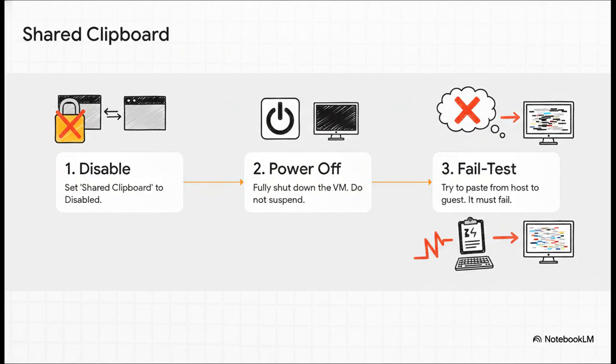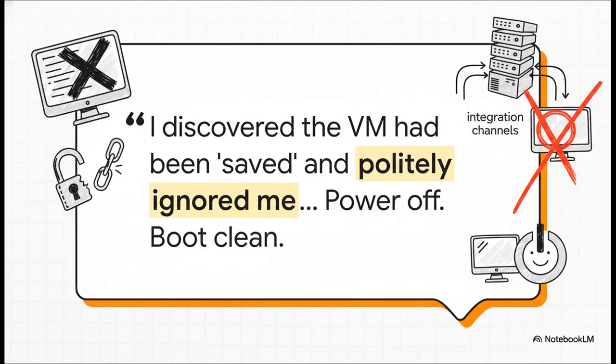And then finally, you boot it back up and you actively test it. Copy something on your host, try to paste it in the VM. It has to fail. When it fails, you know you've done it right. I think we have all been here, right? You change a setting, you feel good about it, but because the VM was just in a saved or suspended state, the change didn't really take. Those integration services are still humming along in the background. That's why a full power off is so important. You need that clean boot to know for sure.